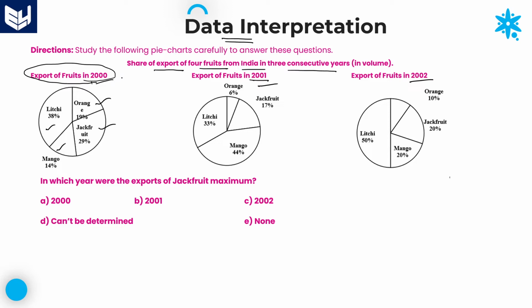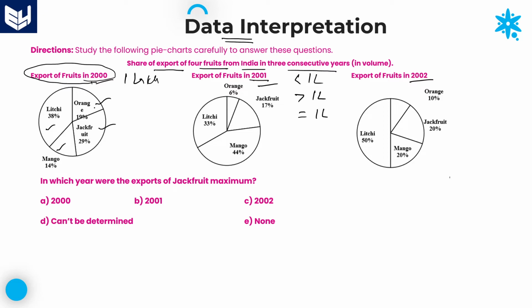Suppose, for example, in 2000 it is 1 lakh. It may increase or decrease in 2001, right? We cannot say exactly it is 1 lakh. It may be more than 1 lakh, less than 1 lakh, or equal to 1 lakh. Similarly, in 2002 also, the same thing. You don't know the exact value.